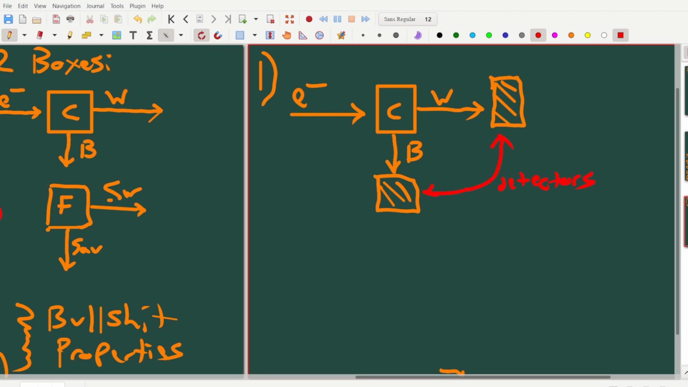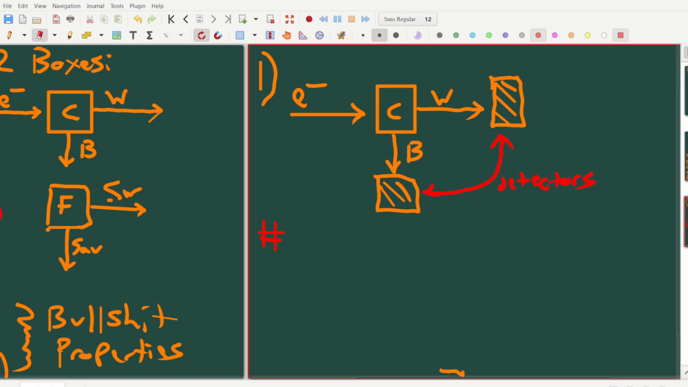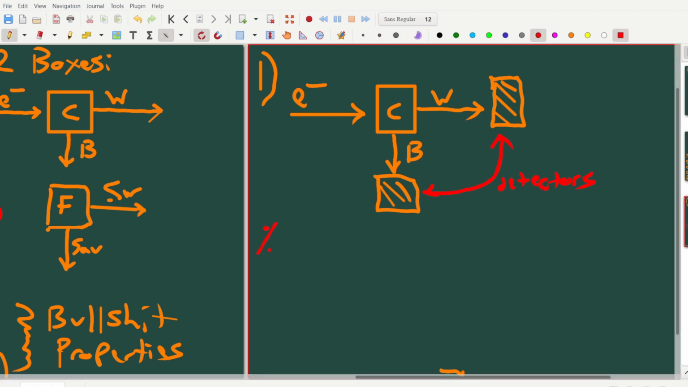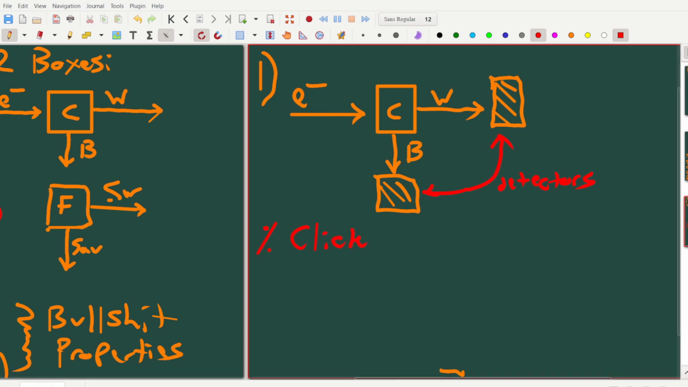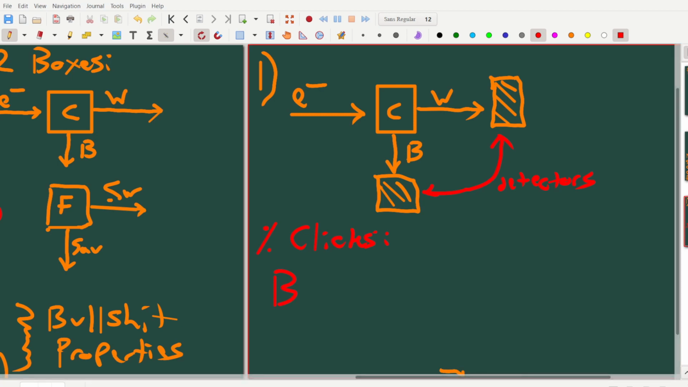So what I want to measure at the end are number of clicks, or percentage. Let me do percentage of clicks. And I'll explain why I don't really worry about the number of electrons in a little bit. We'll see why that's not a useful number in a second. So the number of clicks, and I'm going to ask what's the percent that are black, and what's the percent that are white?